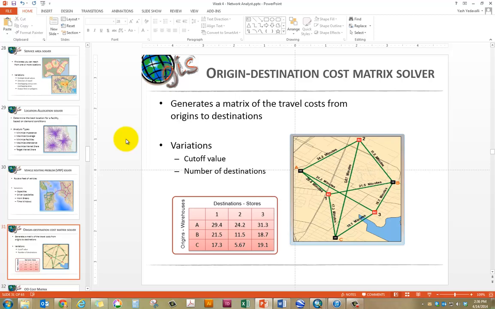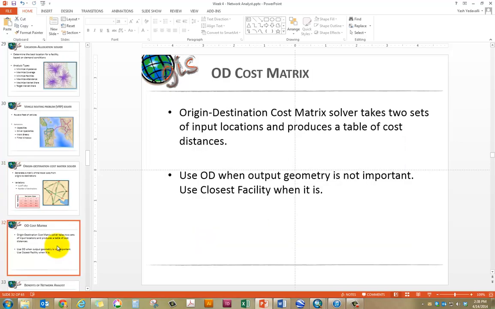And then there is the origin destination matrix solver, which actually creates a matrix of travel costs between different points, origins and destinations, which in this case seems to be origins and then warehouses. So this OD matrix can be used as an input into logistic routing models that can use OD matrices to allocate goods and services. So again, this is something that you need to be familiar with.